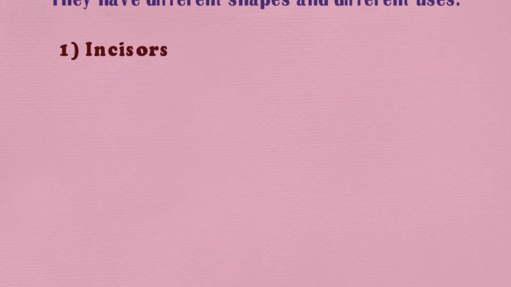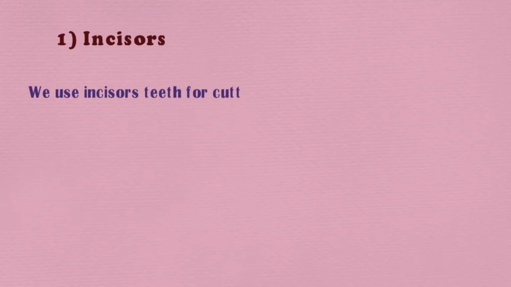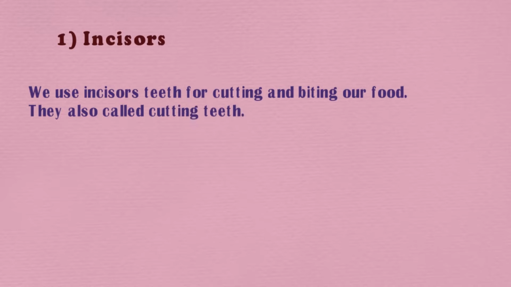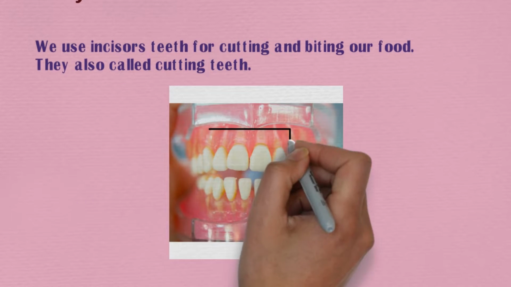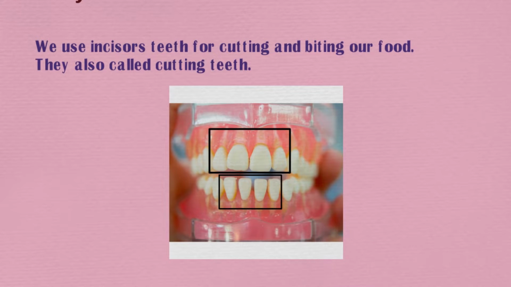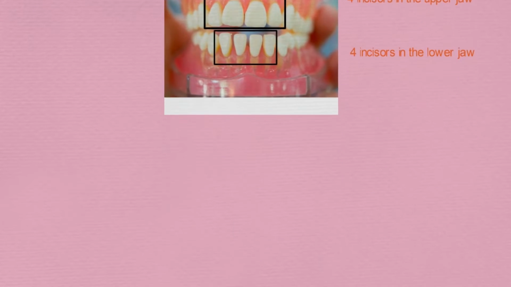Incisor. Look at your front teeth carefully. We use incisor teeth for cutting and biting our food. They are also called cutting teeth. We have 4 incisors in the upper jaw and 4 in the lower jaw.